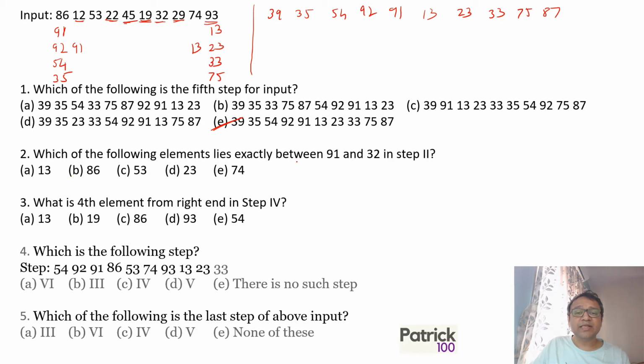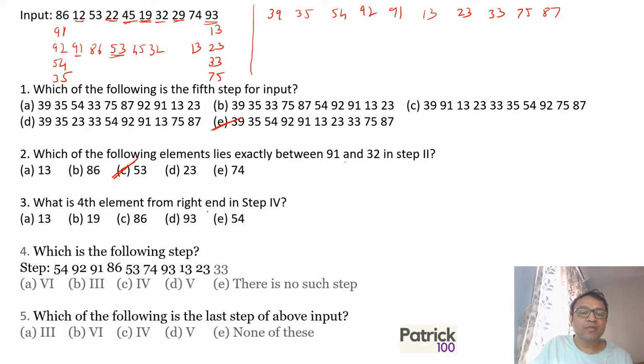Which of the following elements is exactly between 91 and 32 in step 2? Now 91 is here. Remember 32 is still not arranged in the second step. So in the second step only 92, 91, 13, 23 are arranged. The remaining will be as it is, which is 86 will be as it is, 53 will be as it is, 45 will be as it is, and then there will be 32. So exactly between these two will be 53. So C option.